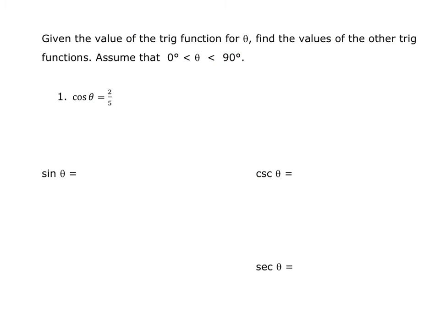All right, so given the value of the trig function for theta, find the values of the other trig functions. And we are assuming that theta is in between 0 and 90. That's just another way of saying that we are assuming that theta is acute. And we can also set up a right triangle and label what we know. So here's our right angle. The opposite side is the hypotenuse.